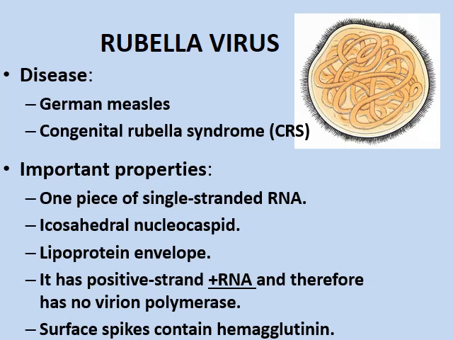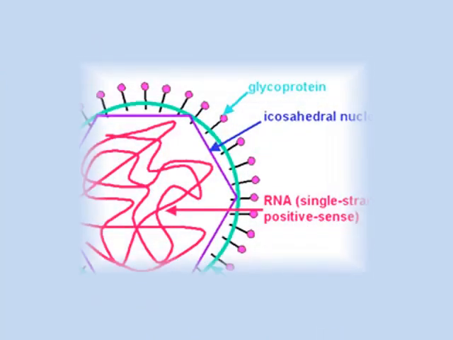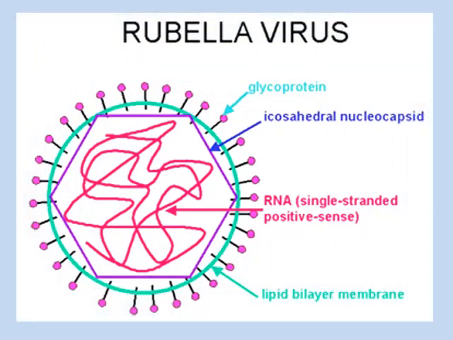Surface spikes contain hemagglutinin. Only hemagglutinin. Here is the other difference: only hemagglutinin spikes, which we benefit from in the diagnosis. We see here hemagglutinin spikes, called glycoprotein spikes, inside single-stranded positive strand RNA. And it is enveloped, of course, an enveloped virus like the myxo and paramyxoviruses.